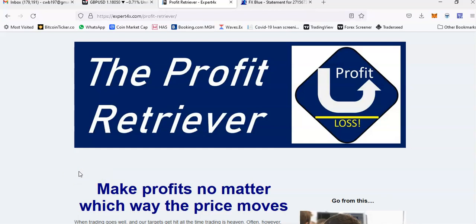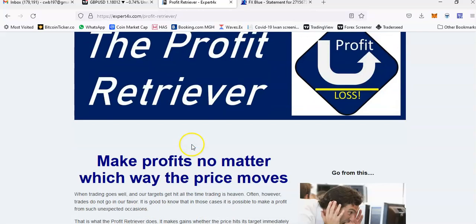But also, there's a free forum that you can join, as well as the paid forum. The paid forum obviously shows much more details, and there are also preset set files for the Profit Retriever that you can use for different instruments: Forex, gold and silver, and crypto. There are different settings for each different product that you can use it for.